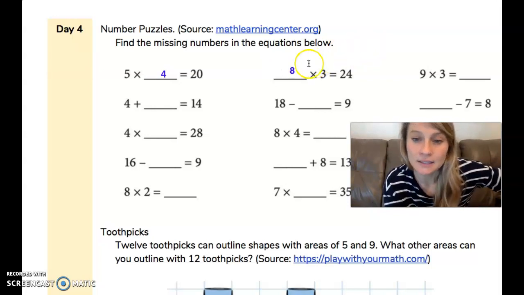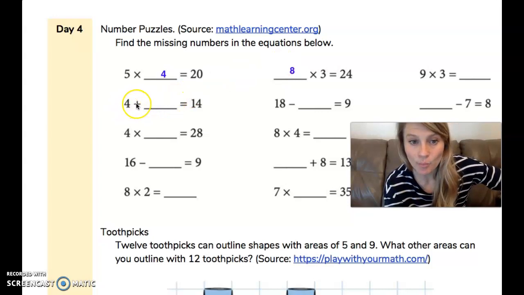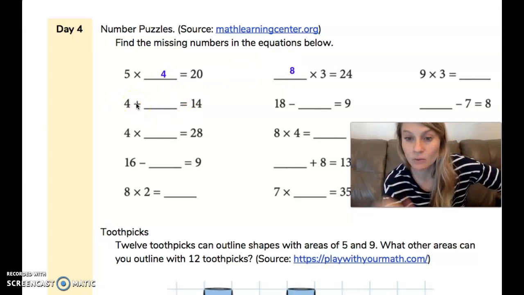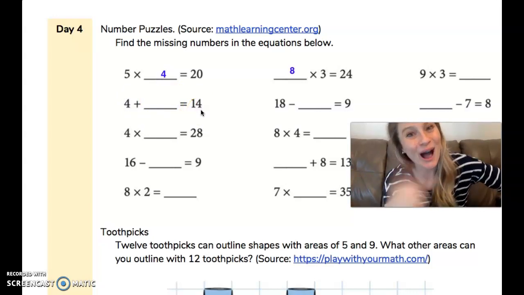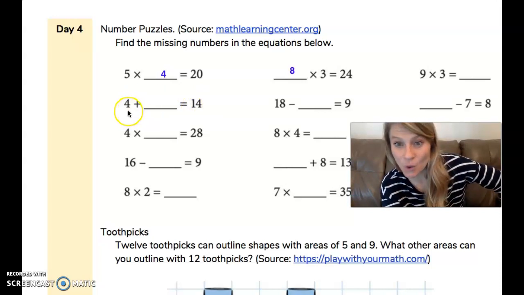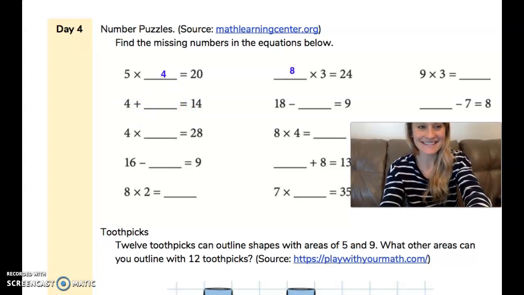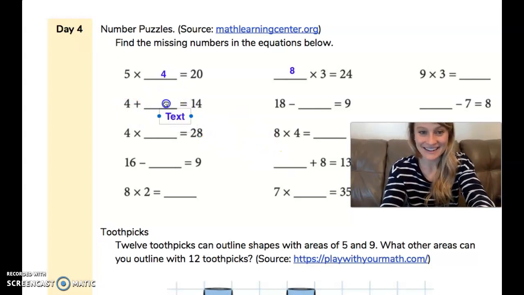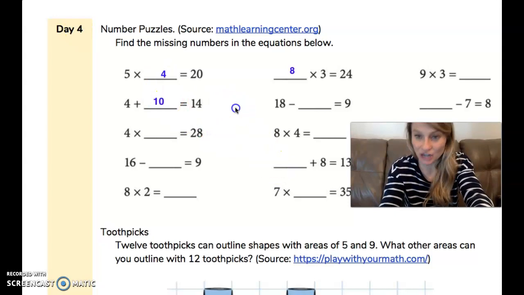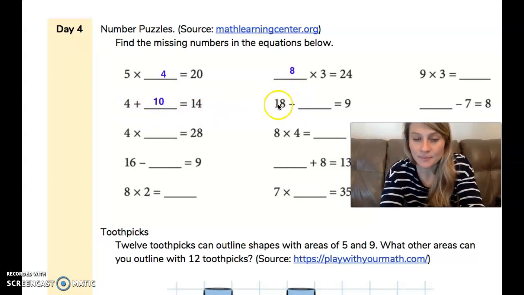Let's do a plus together. Okay, 4 plus what equals 14? Or, my favorite, go the opposite way. 14 minus 4 equals how much? I think I know. The answer is 10. Let's see if it checks out. 4 plus 10 is 14. Boom, we did it.